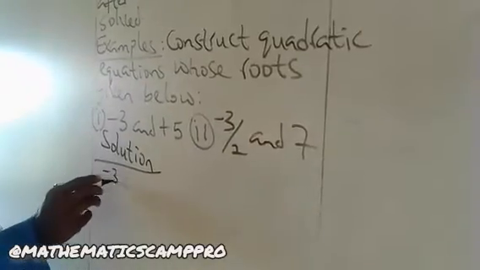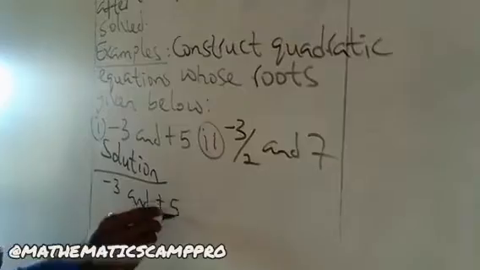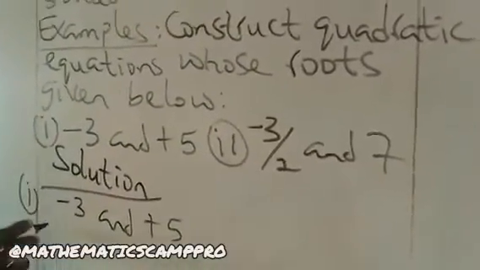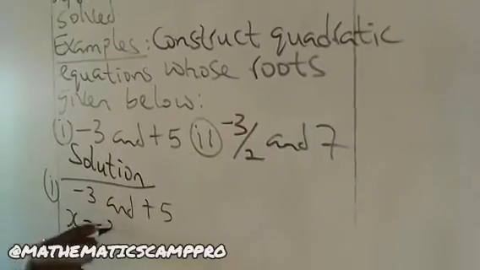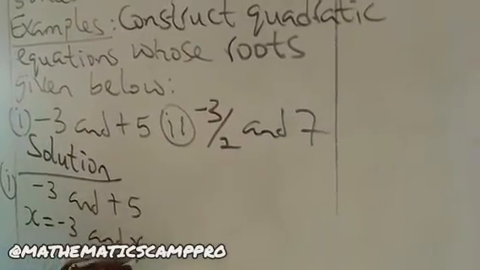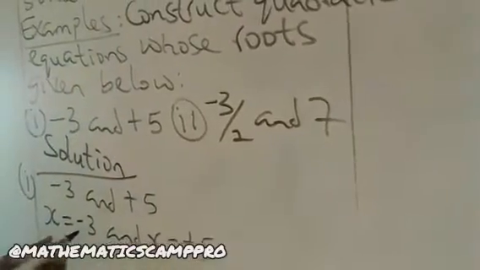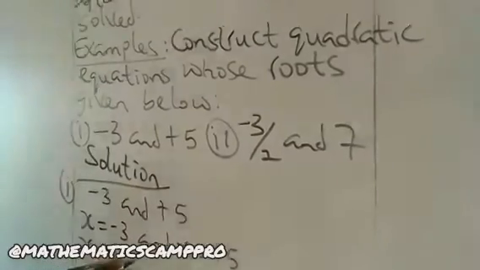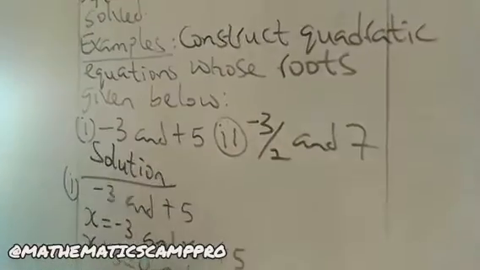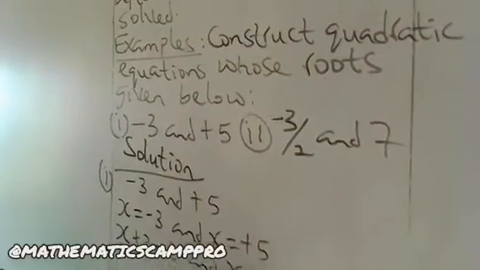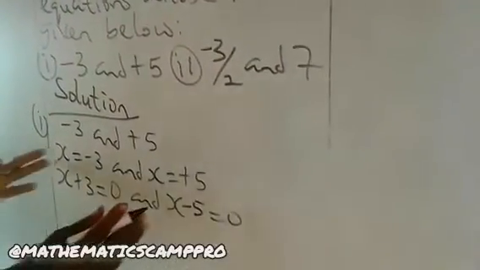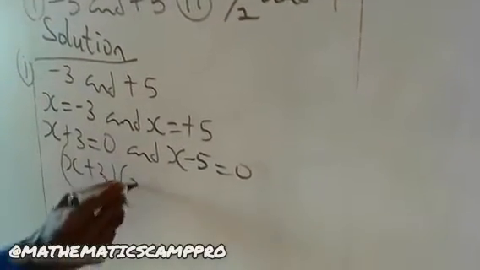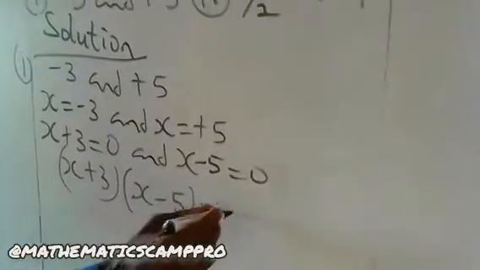Now we have minus 3 and plus 5 for example 1. Now you just ensure that you let x equals to minus 3 and x equals to plus 5. Now when this minus 3 moves to this place, it's going to be x plus 3 equals to 0, and when this plus 5 moves here, it will be x minus 5 equals to 0. Now you combine the two, it's now going to be (x + 3)(x - 5) = 0.